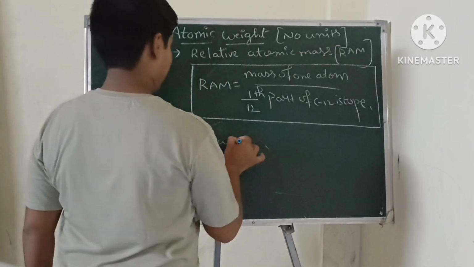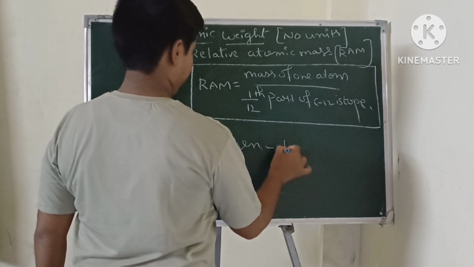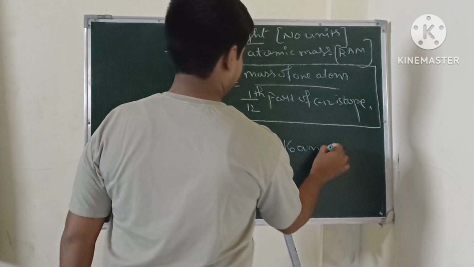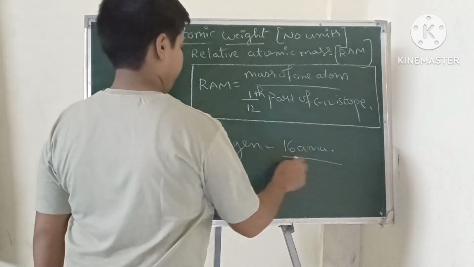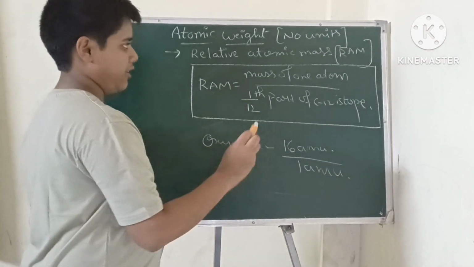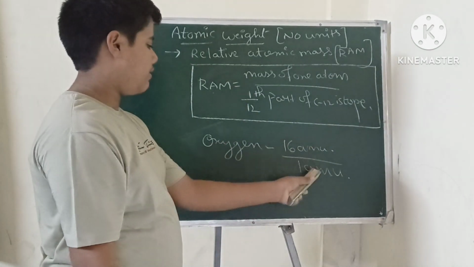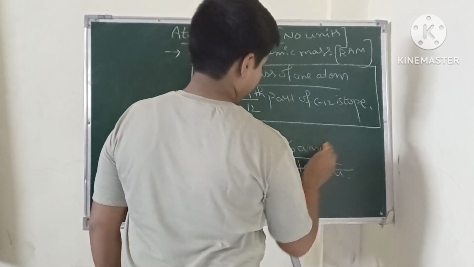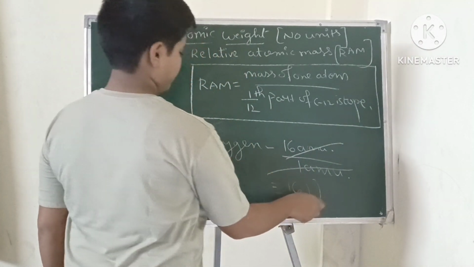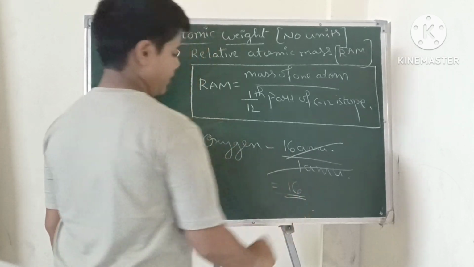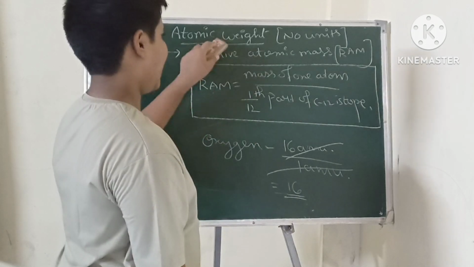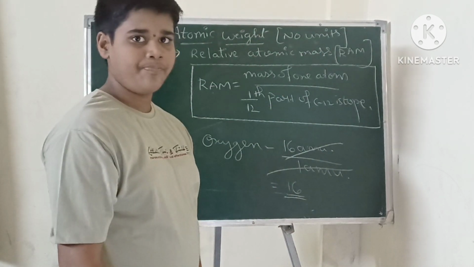In this, oxygen atomic mass is 16 AMU, and we have to relate it with 1 AMU, because the relative atomic mass means the relation between this and this. So here 1 AMU gets cancelled and 16 by 1 means 16. So this is the answer. Because here 16 has no units, that's why atomic weight has no units.